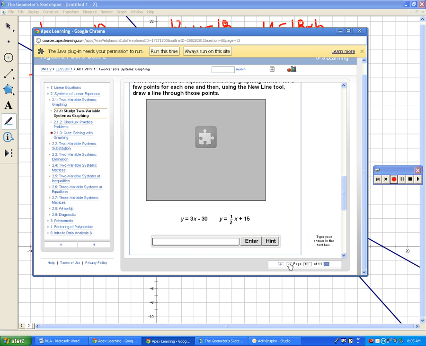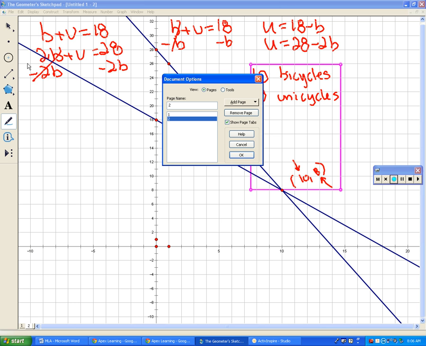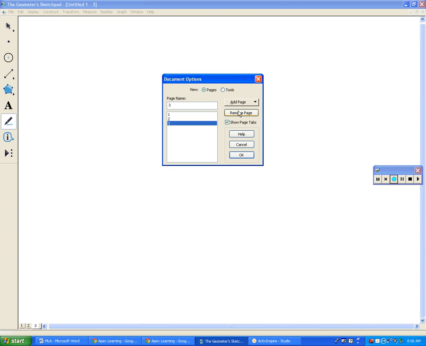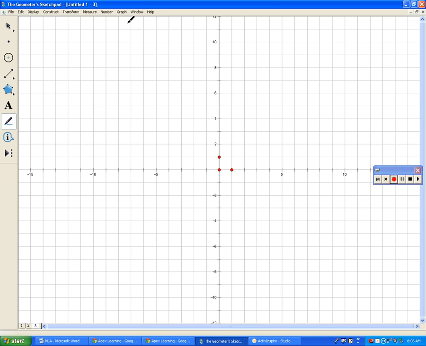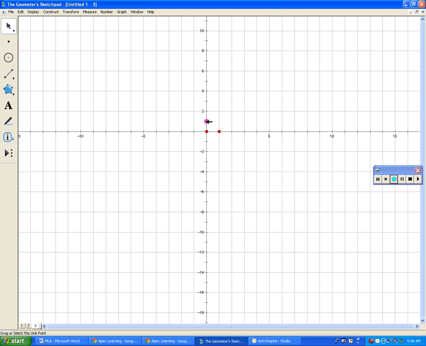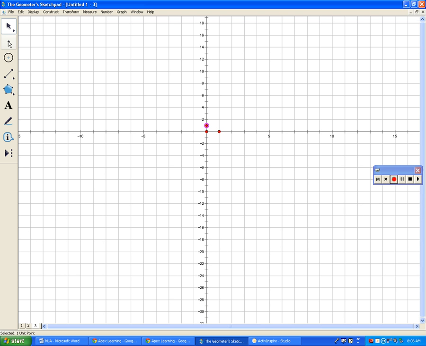y equals 3x minus 30. So let's graph y equals 3x minus 30. Okay, since it says y equals 3x minus 30, that means it's going to cross the y-axis this time at negative 30. So I need to change the scale so that I can see negative 30 on my graph. There it is. So y equals 3x minus 30 means it crosses at negative 30.